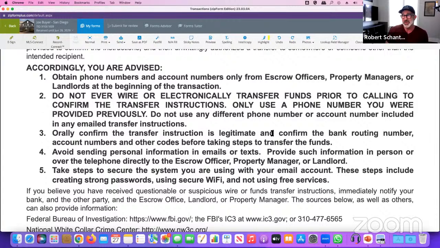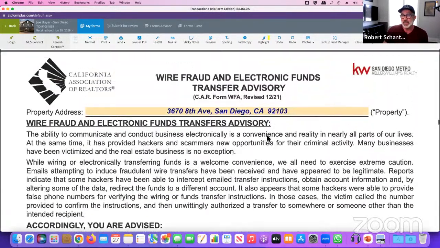Let's also go back to one more thing as your broker. I highly, highly, highly recommend, now that you're a real estate agent and you have a business, this wire fraud advisory. Wire fraud is on the rise, and it keeps happening more and more. Most of these people committing wire fraud are either in Russia or China, and they're getting away with it. Once they transfer the funds, we can't get it back.